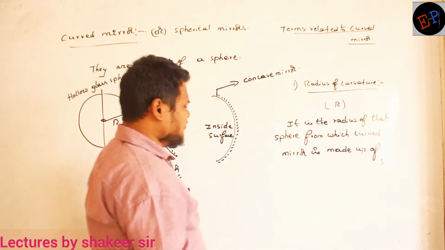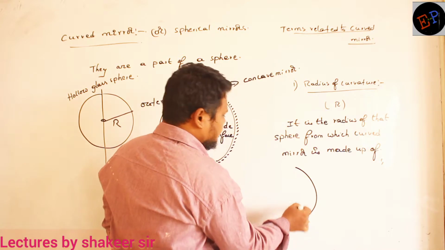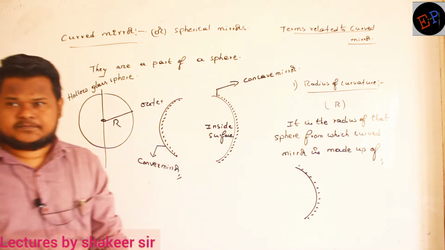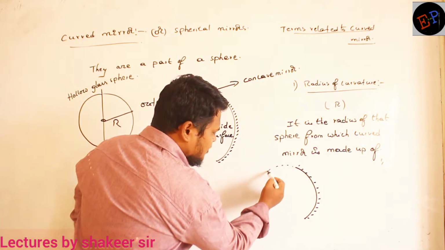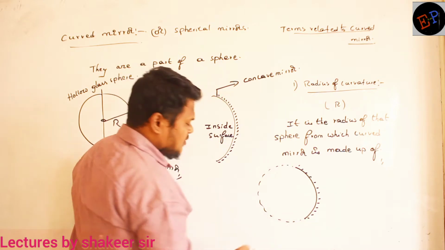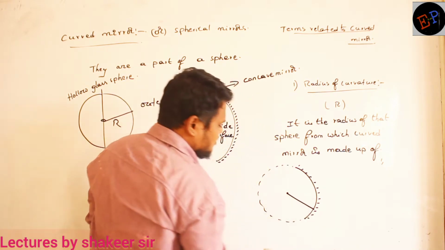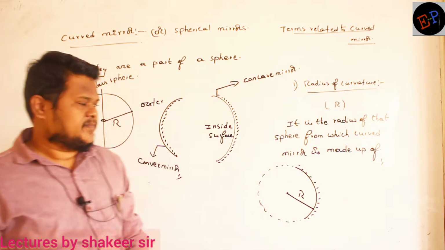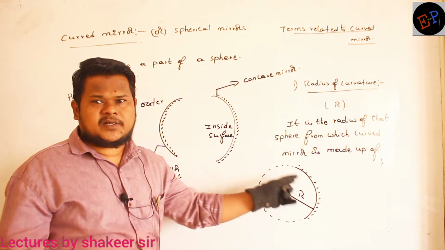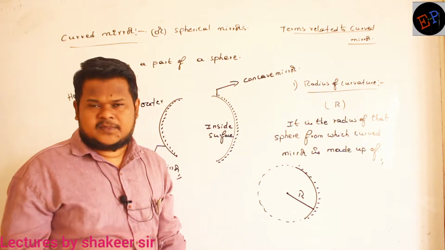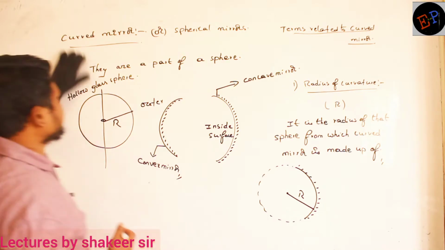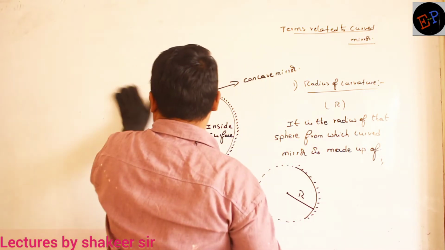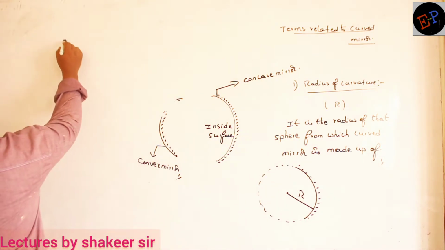For example, if this is a concave mirror which is painted on the outside, how can you decide the radius of curvature of this mirror? Very simple. Just complete this into a circle. Then the radius of this circle is nothing but radius of curvature. Every mirror is a part of a sphere only, so you take the radius of that sphere. That is radius of curvature.